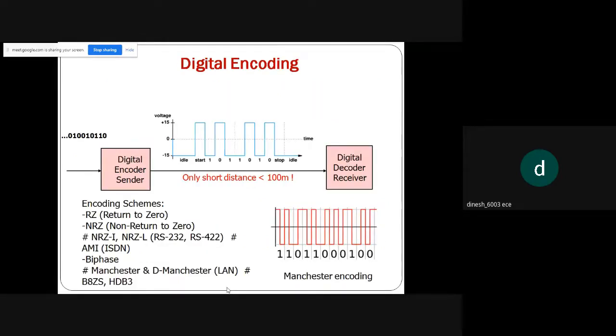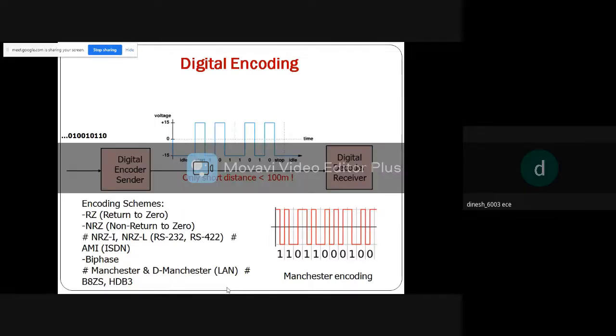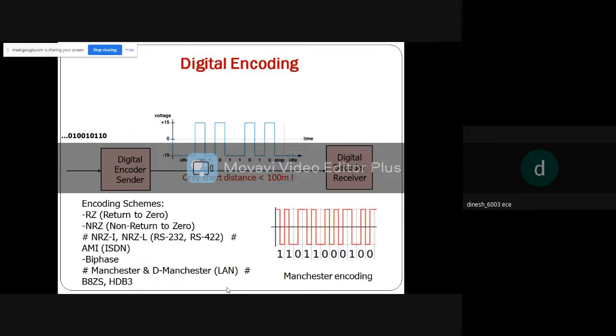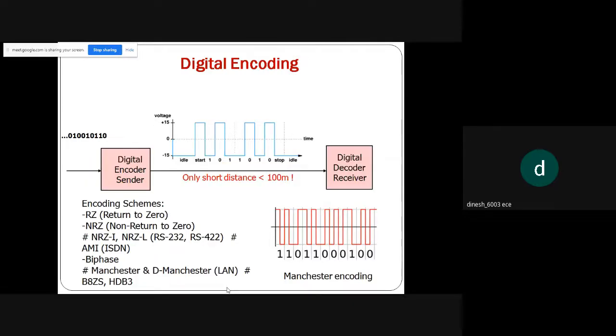Next is digital encoding. So you all are familiar with Manchester, return to zero, non-return to zero, non-return to zero inversion, which are used in RS-232 and RS-422. Then the AMI used in ISDN. Biphase Manchester is used in LAN systems.